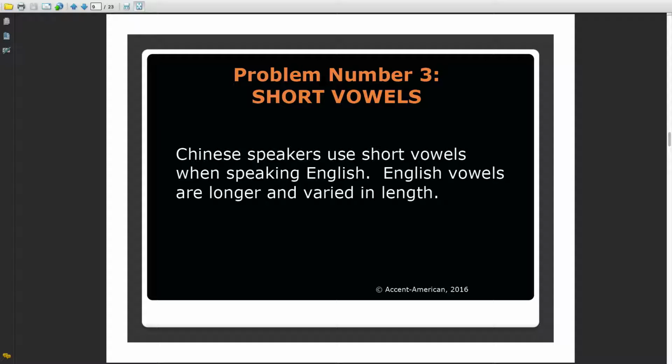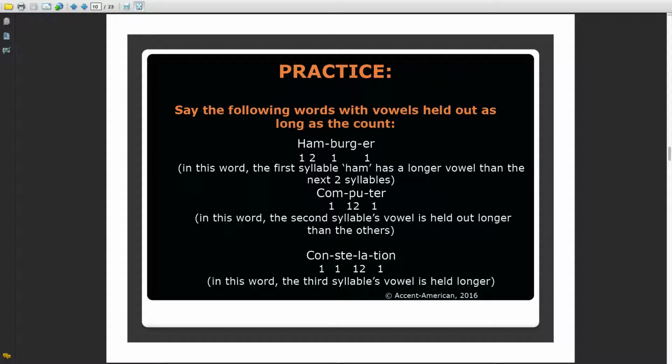This is true for many language backgrounds. Many languages, including Chinese, use short vowels when speaking English, and English vowels are longer and they're varied in length, just like you heard me say right there. So let's say the following words with vowels held out as long as the count.